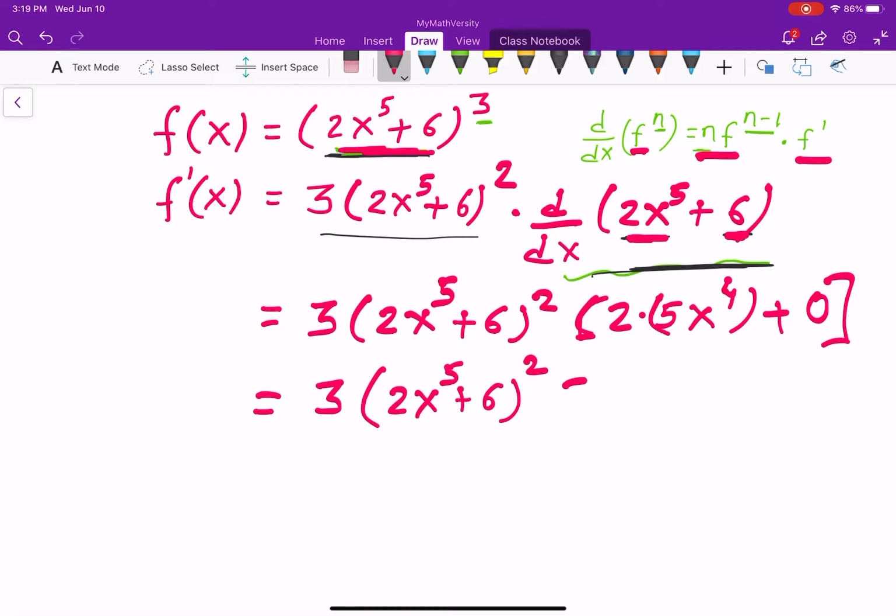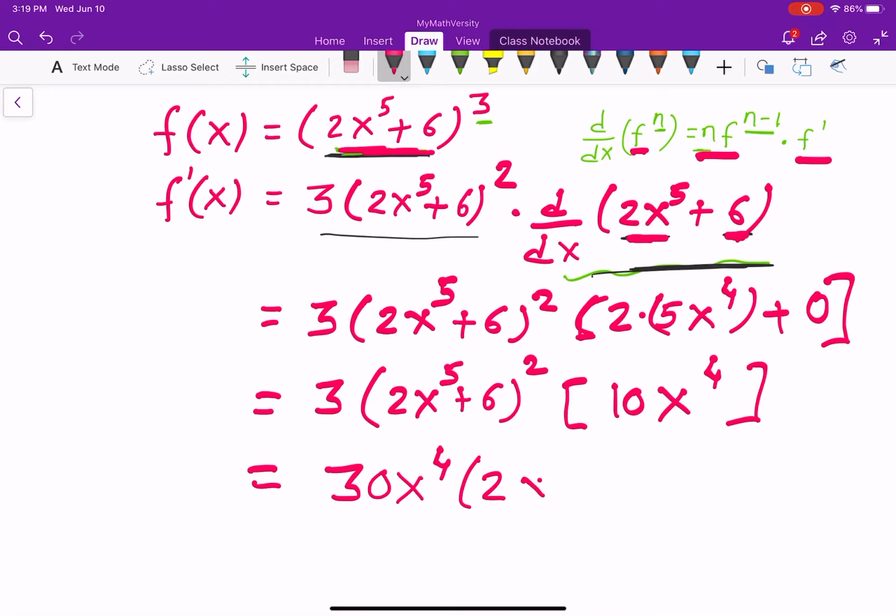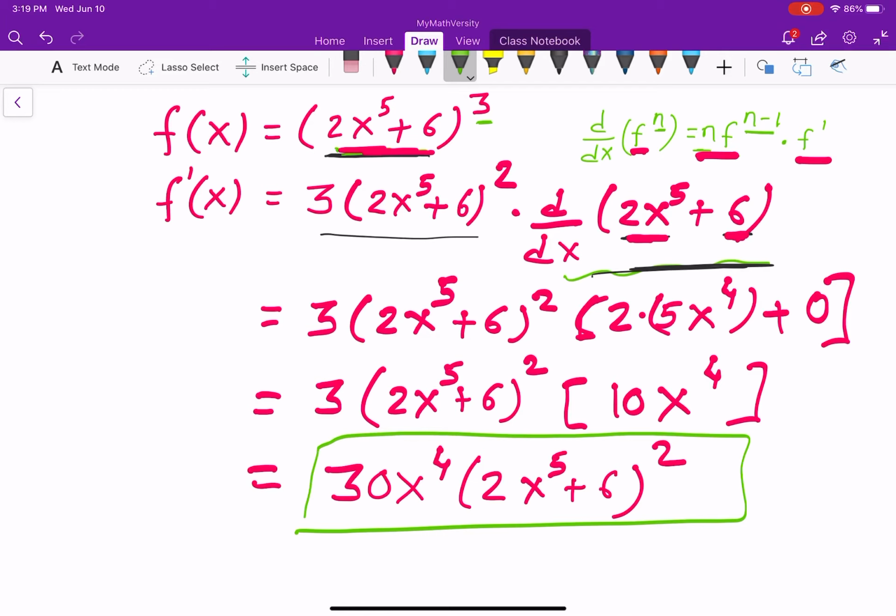And then if we simplify here, 2 times 5 is 10, so 10 times x to the power 4 plus 0, so just that. And then we can further simplify. 3 times 10 is 30, so 30x to the power 4 times 2x to the power 5 plus 6, and take the square of this. And this is the derivative of the given function f. Okay, so this is your f prime.